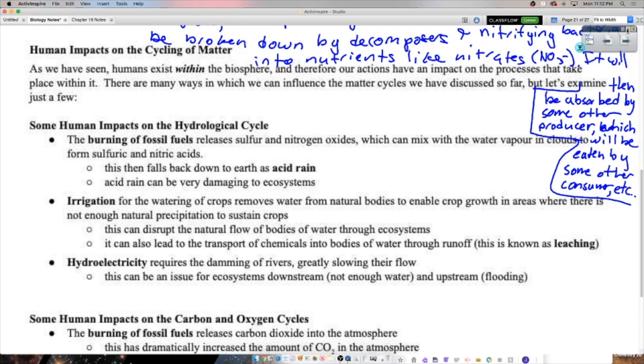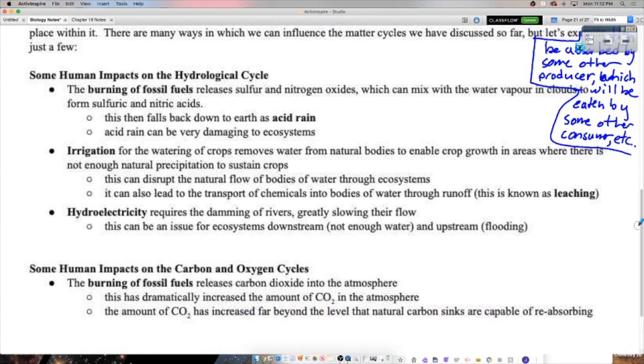When we affect the water, it's not like that's special water that's not part of the water cycle. No, every molecule of water on Earth is part of the water cycle, right? Our water isn't special or different. So there's many ways we can influence these matter cycles, but let's just take time to look at literally a couple. Okay, we could go on all day about this.